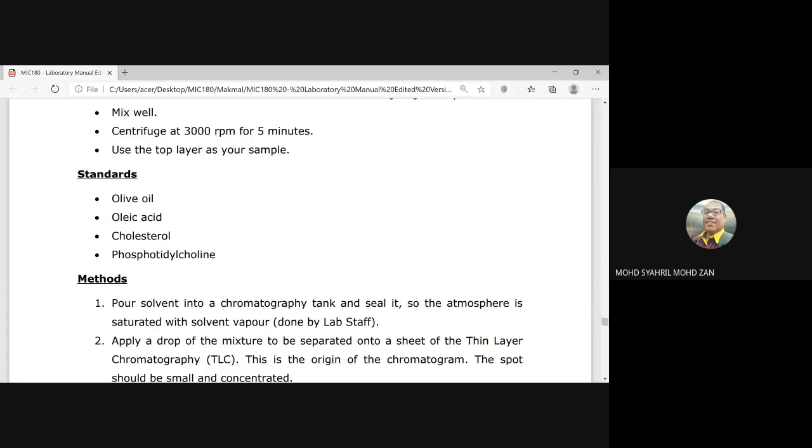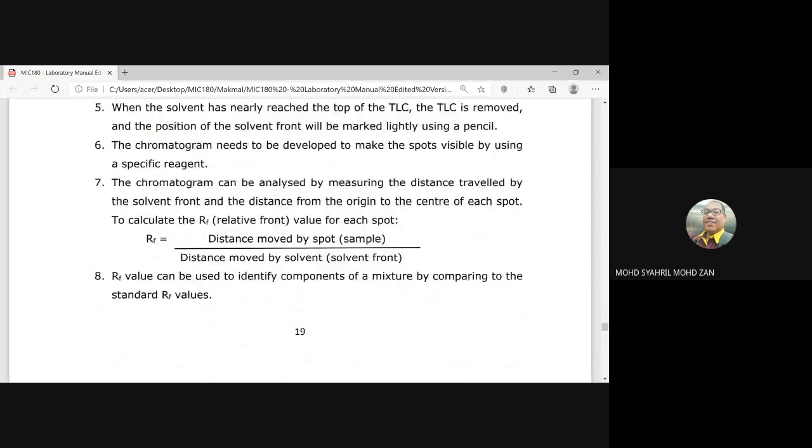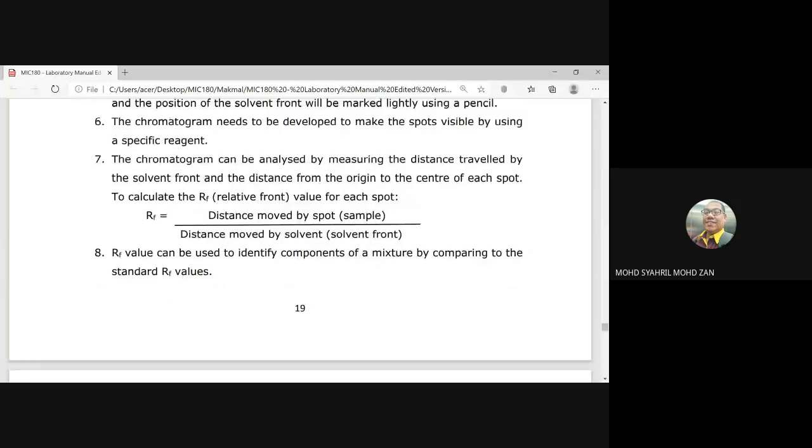This is a very simple experiment. You have a fat sample but you do not know what it contains, but you have the standards. So with the standards we can check what the fat contains more of. Is it olive oil, oleic acid, cholesterol, or phosphatidylcholine? That's what the experiment is all about.